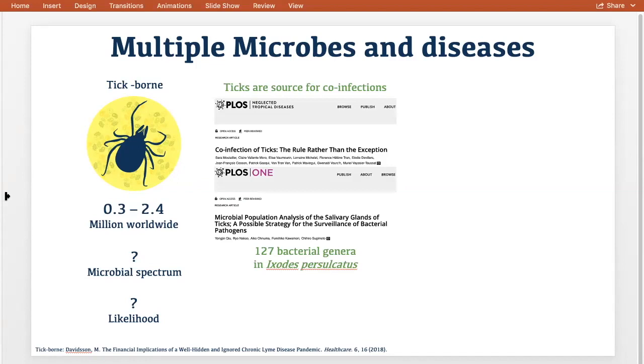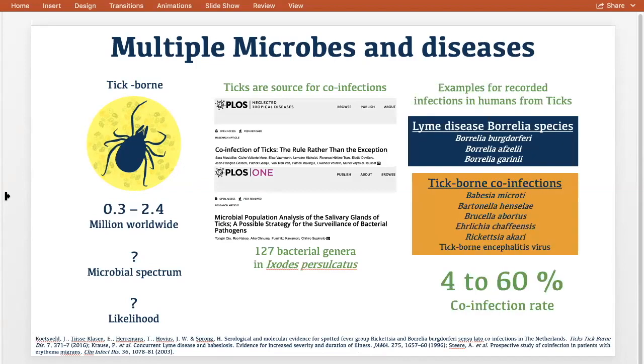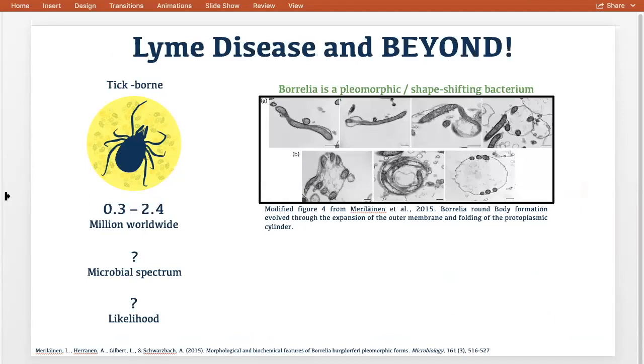Now, for our study or validation of Tickplex, we selected 3 different species of Borrelia: Borrelia burgdorferi, Borrelia afzelii, Borrelia garinii, and then well-known tick-borne co-infections like Babesia, Bartonella, Brucella, Ehrlichia chaffeensis, Rickettsia akari, and the tick-borne encephalitis virus. When you look from an overall perspective, the general understanding of the co-infection rate among tick-borne disease patients varies from 4% to 60%, and this is a very important range that I will be referring to later in my presentation.